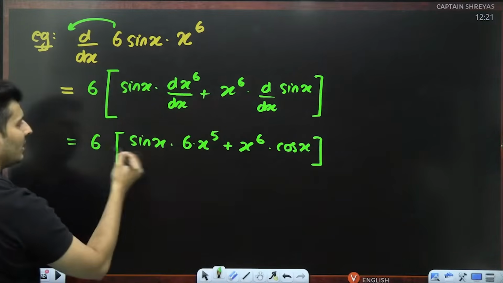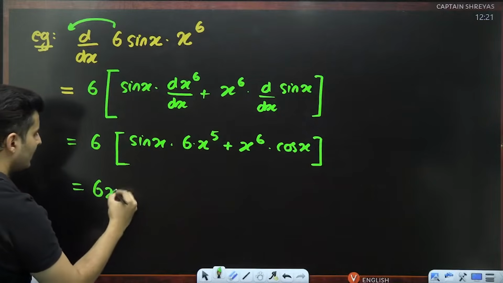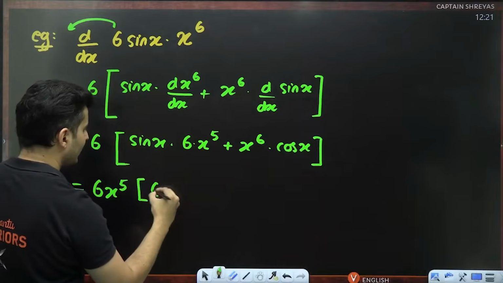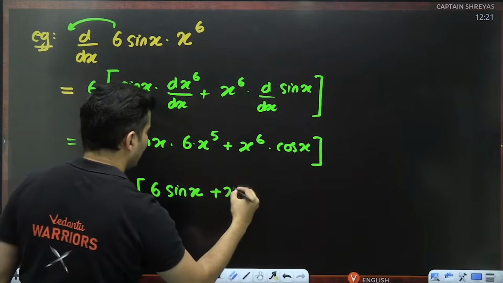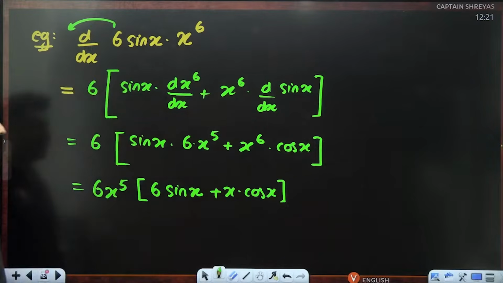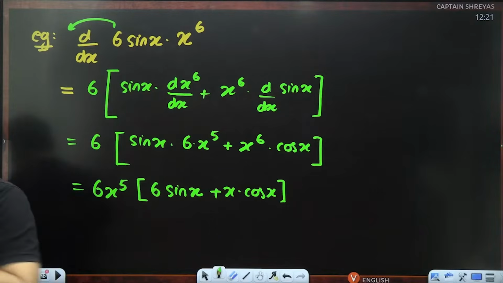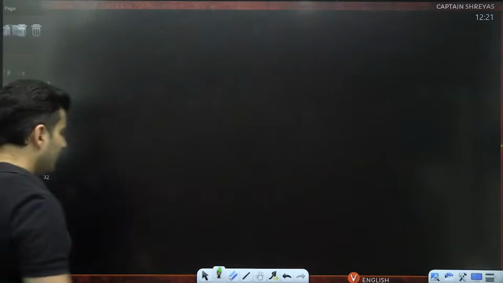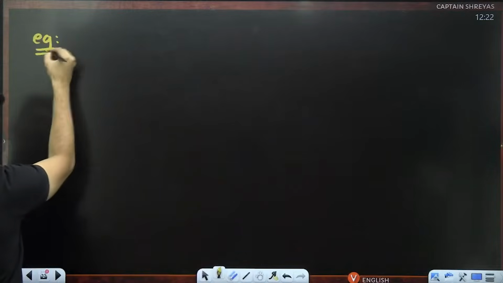That's it. If you want, you can just take x raised to 5 as common, 6x raised to 5, and then bracket, you will have 6 sine x plus x cos x. That is the final answer of this particular question. Very good. Excellent.